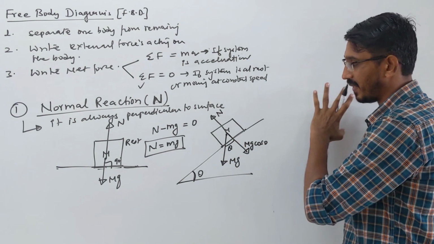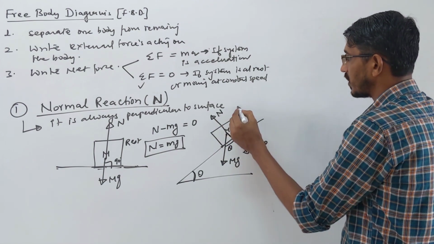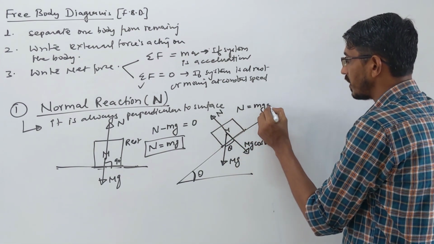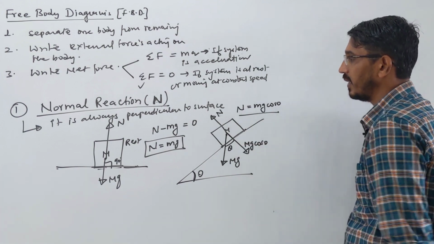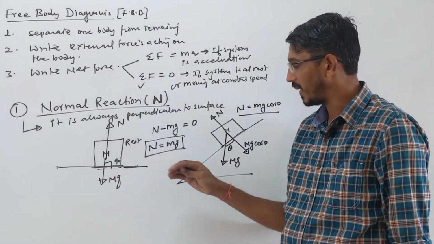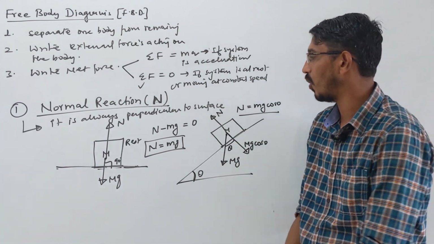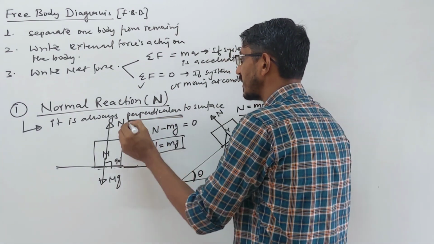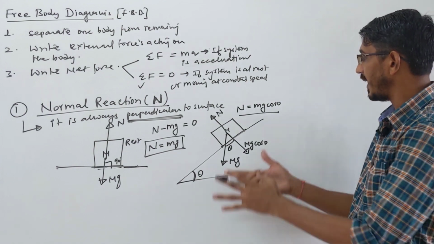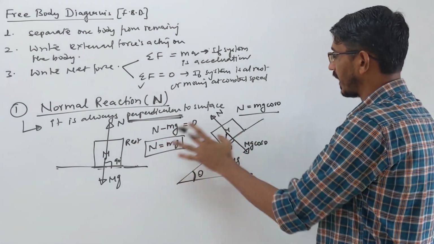All we'll discuss a little later. So in this case the normal reaction N will be equal to mg cos theta. Here N is equal to mg. So it depends upon the case, and what is important is that normal reaction is always perpendicular to the surface. In both examples I gave, the body is at rest.